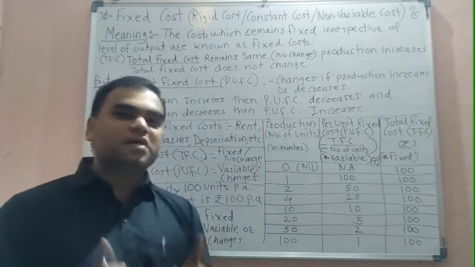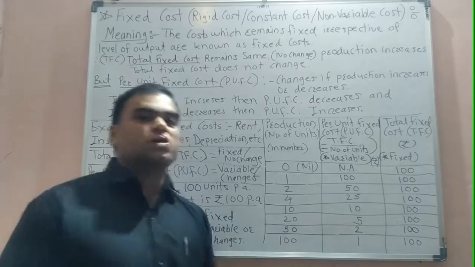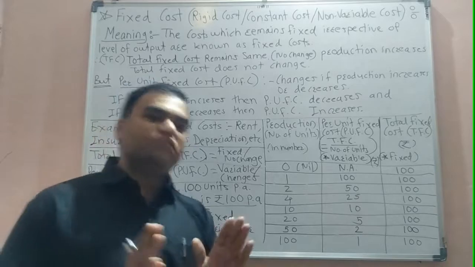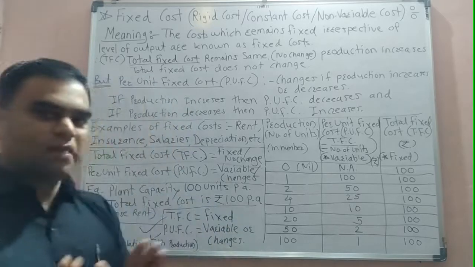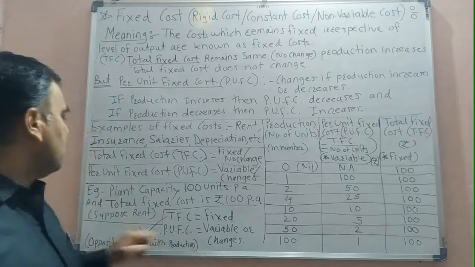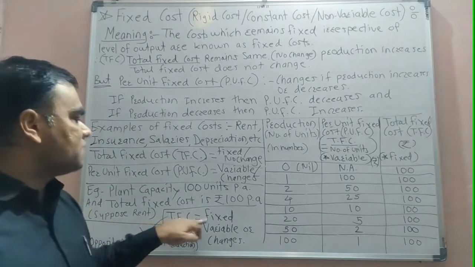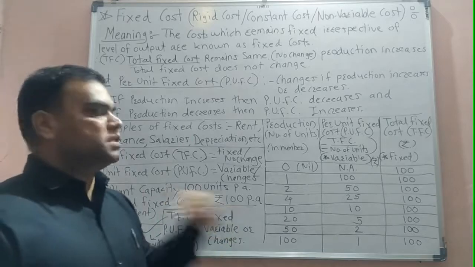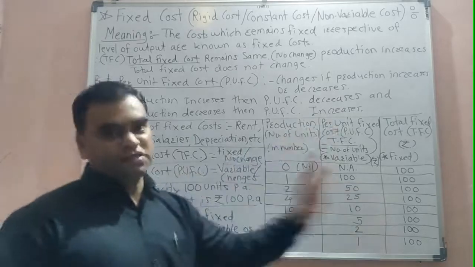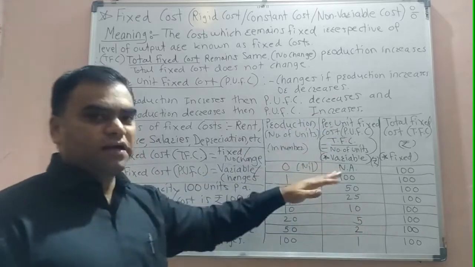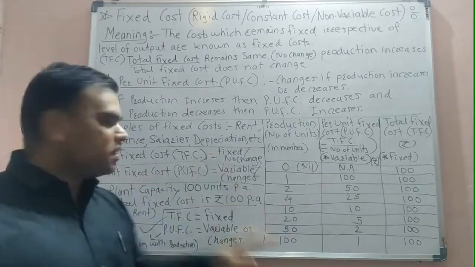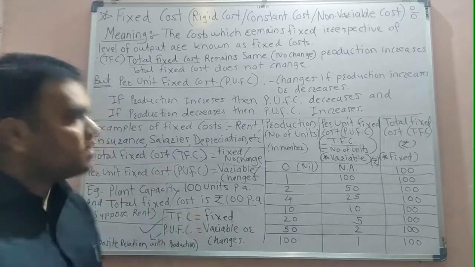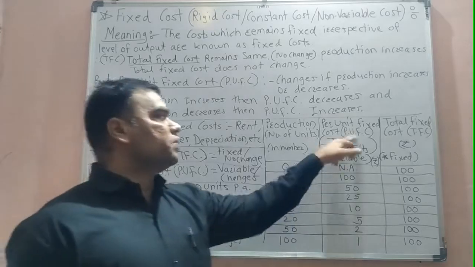That's why such a cost is known as fixed cost. Total fixed cost always remains fixed. That's why total fixed cost is called fixed. It doesn't increase or decrease. Whether you increase or decrease the production, total fixed cost will not change. But what about per unit fixed cost?